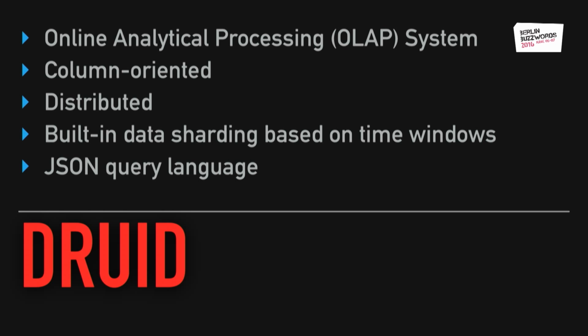That means all your data is organized in so-called segments, and these segments are sharded by time. When you create data in Druid, you're saying, I want segments that contain data of 1 hour or 1 day or 1 minute and whatever. And you query Druid with a JSON query language via a REST-like HTTP API.